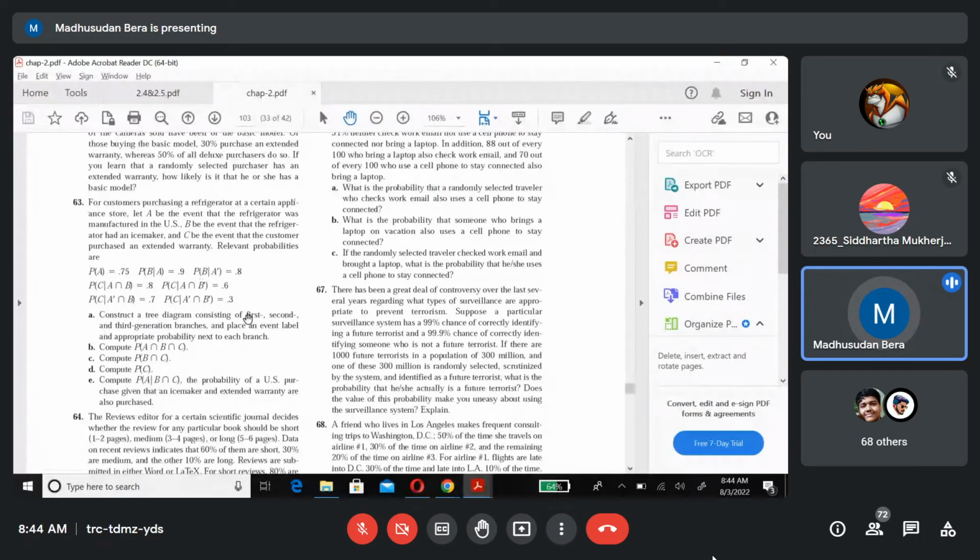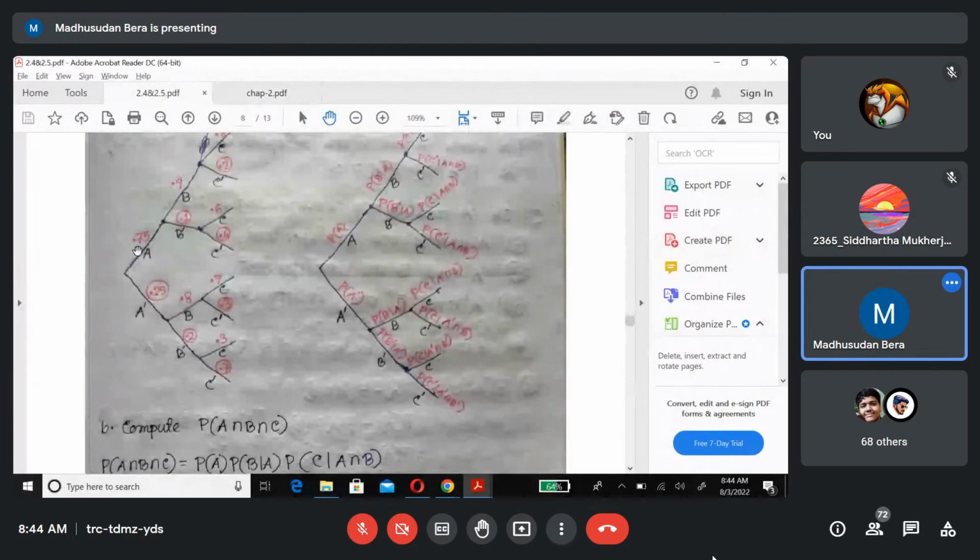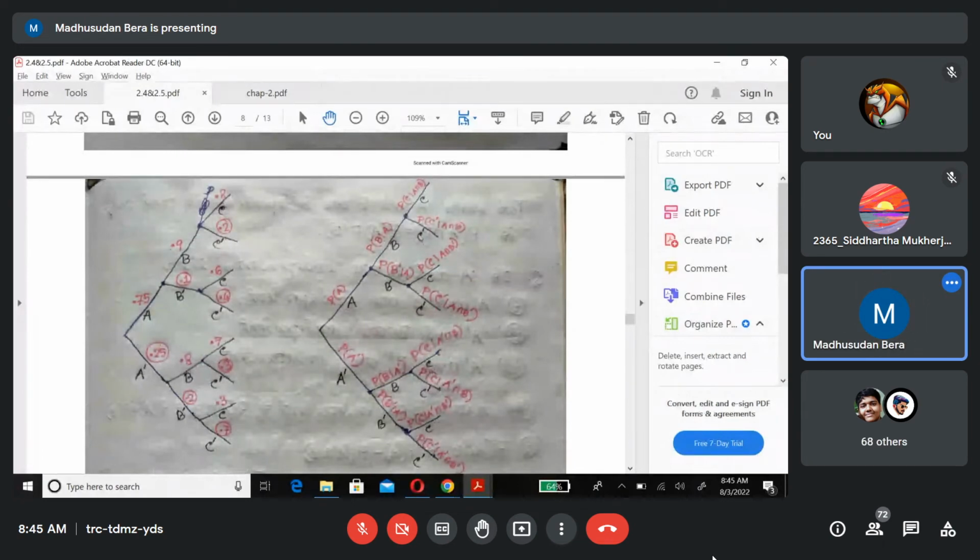So construct a tree diagram for first, second and third generation branches. Place an event label and appropriate probability next to each branch. So P of A is 0.75. What will be P of A dash? 0.25. Probability of A was given as 0.75, so A dash will be 0.25. Whatever is not given in the table, we are finding by the formula.